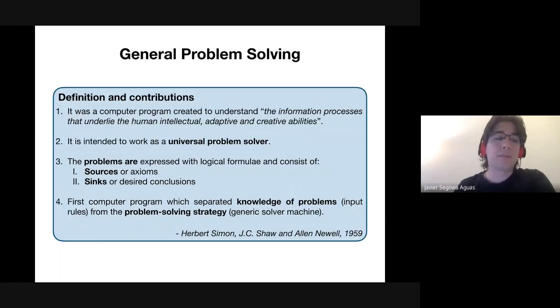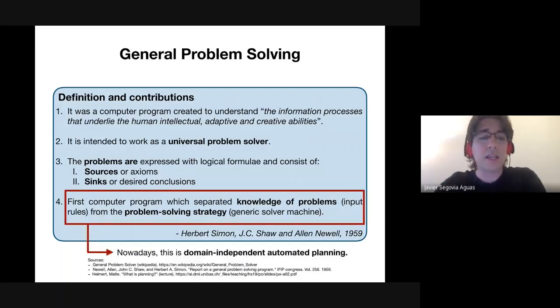And maybe the most important thing is that this was the first computer program which separated the knowledge of problems, what we understand as input rules, from the problem-solving strategy, the way that we solve the problem. That is called the generic solver machine. So nowadays, this is what we understand as domain-independent automated planning.